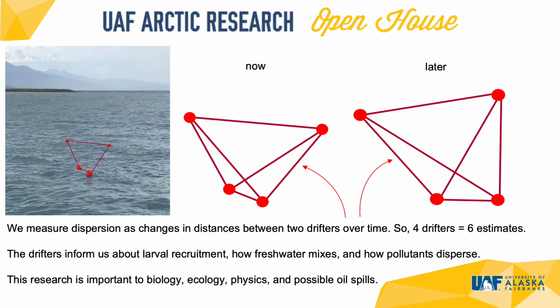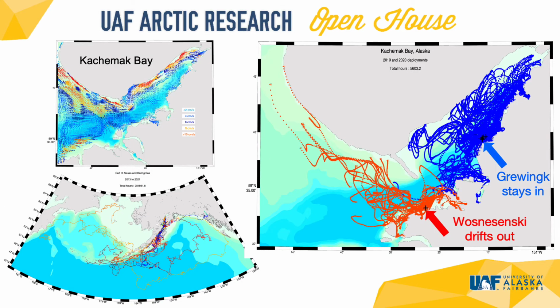This number tells us how larvae can be recruited and where they move. It tells us how freshwater mixes that's coming in from rivers and glaciers. And it's really important to telling us how pollutants might disperse in the area. So this work that we're doing is important to biology, ecology, ocean physics, and possible oil spills. What have we learned from this work?